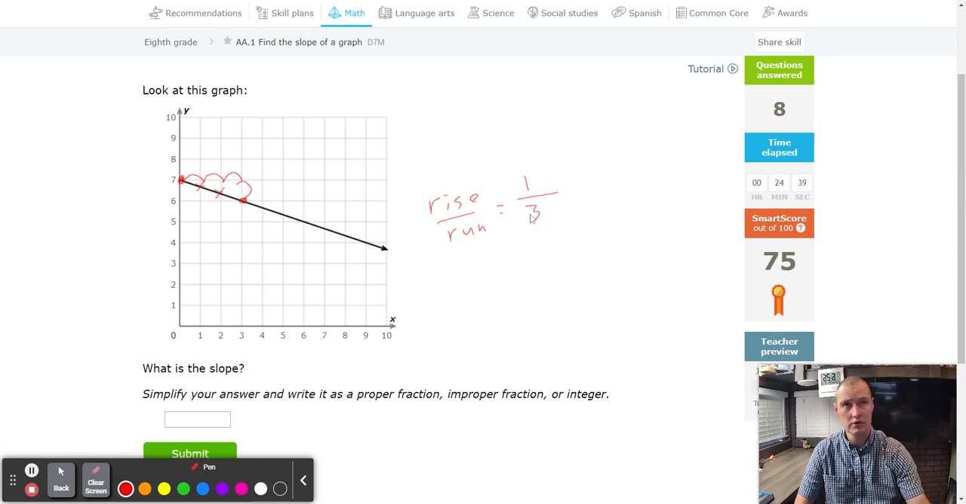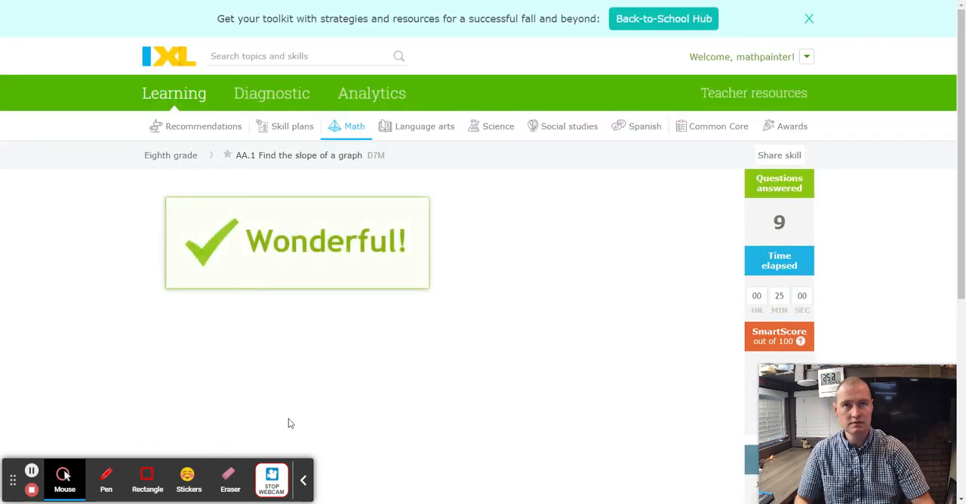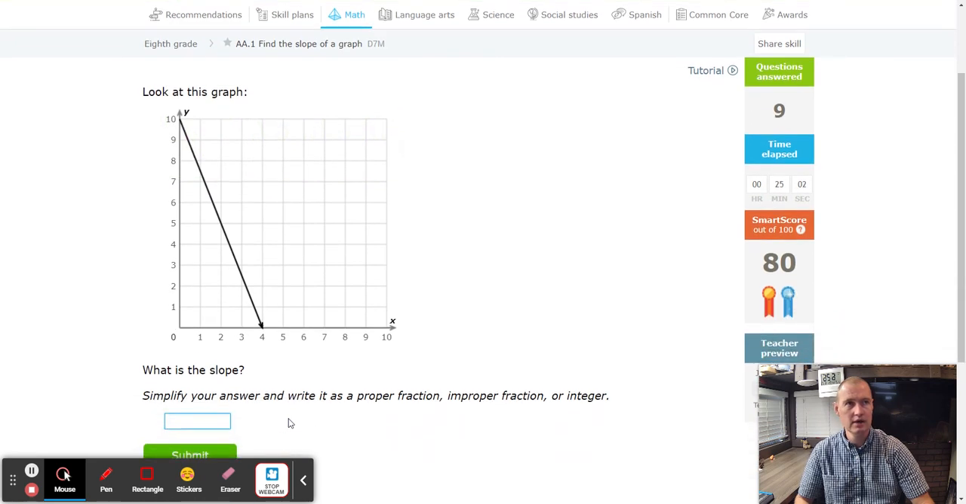So 1 over 3. Now, the last thing we got to check is because we're going up towards the left, this is a negative. So look at the line going up towards the left. So this is a negative 1 over 3. So we're going to go ahead and do that. We're going to put in a negative 1 over 3. And there we go. 9 questions later, we're at a smart score of 80.